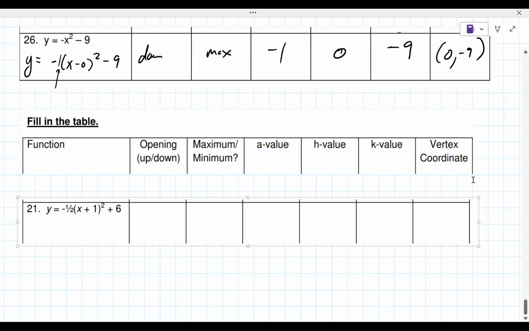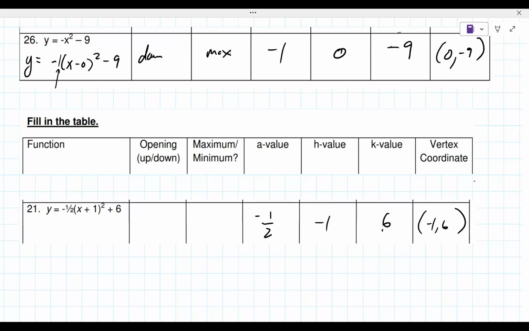A is 1. No, K is 6. H is -1. Good. Yeah, -1, 6. And then the A value would be -1. Yeah, -1. And it'll be a maximum, opening down.